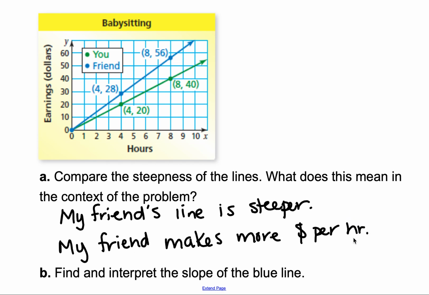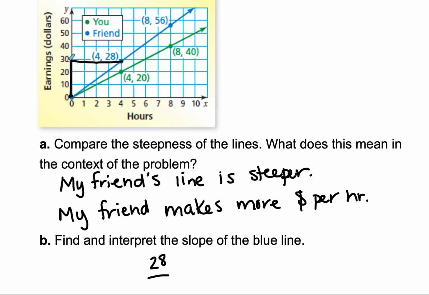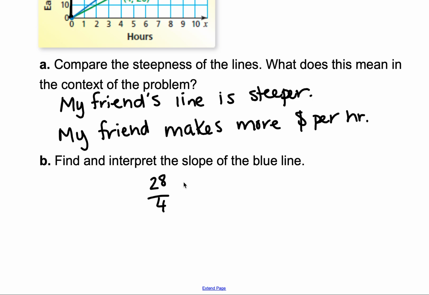All right, and then find and interpret the slope of the blue line. Okay, I'm going to use 0, 0 because that is a nice, easy point to do my subtraction with. And then 4, 28. So on my y, my rise, I'm going from 0 to 28. That's going up 28. And then on my run, I'm going from 0 to 4. That's going over 4. 28 divided by 4 equals $7 per hour. That's what my friend makes.